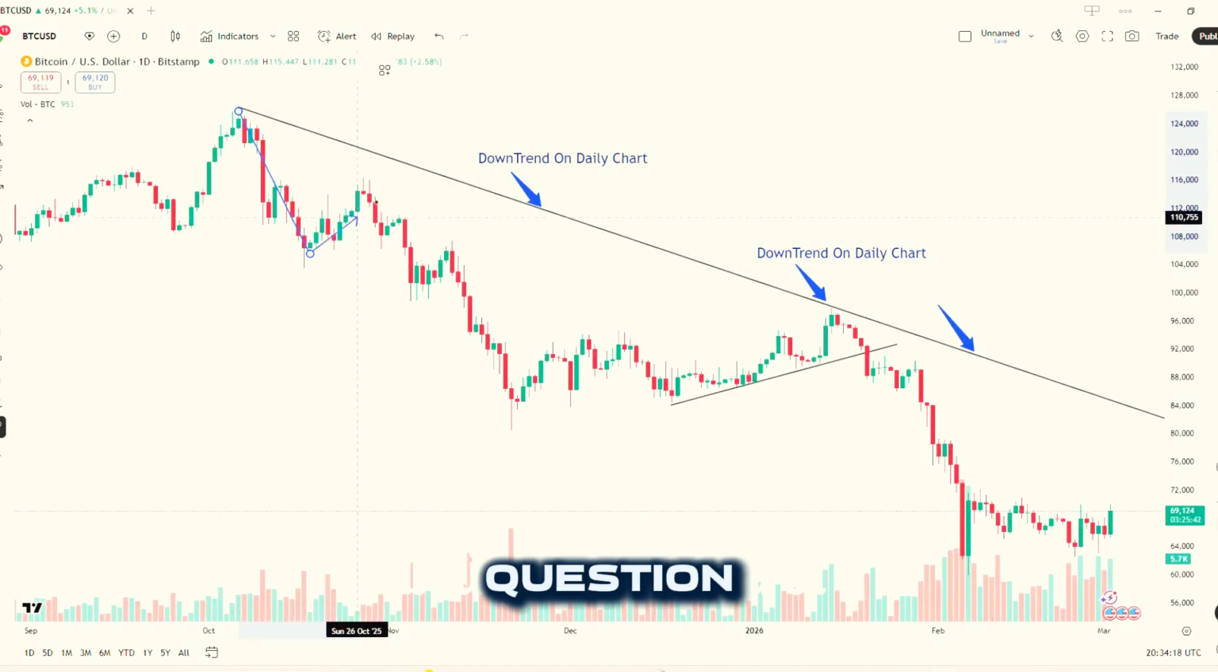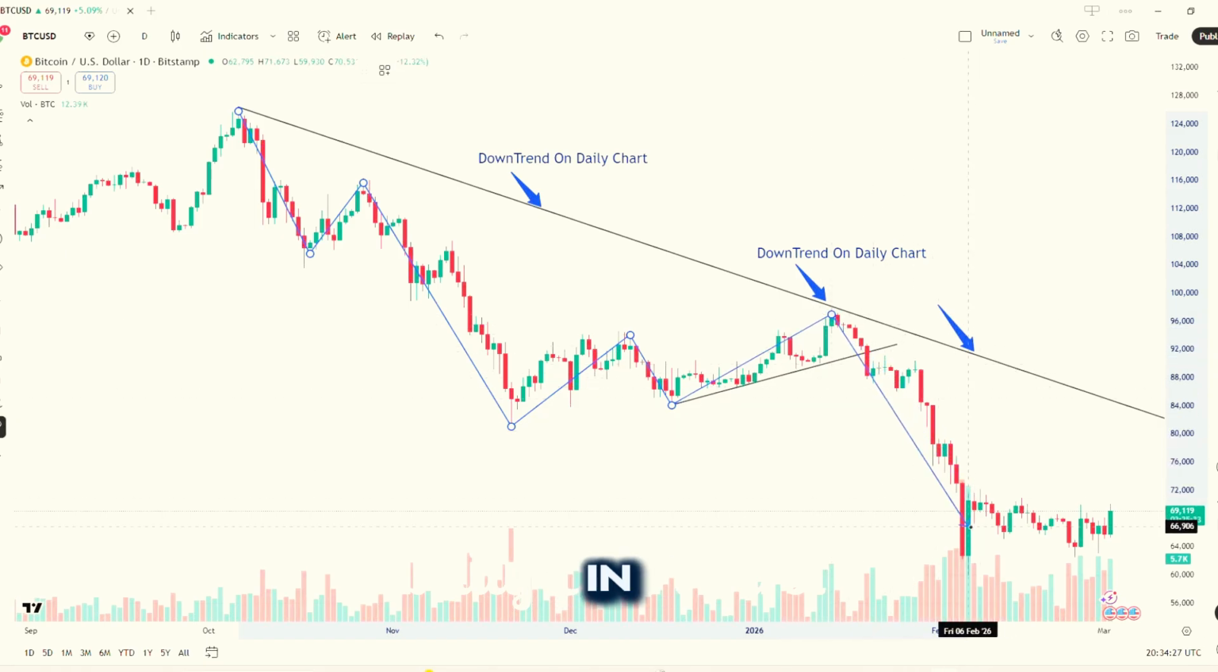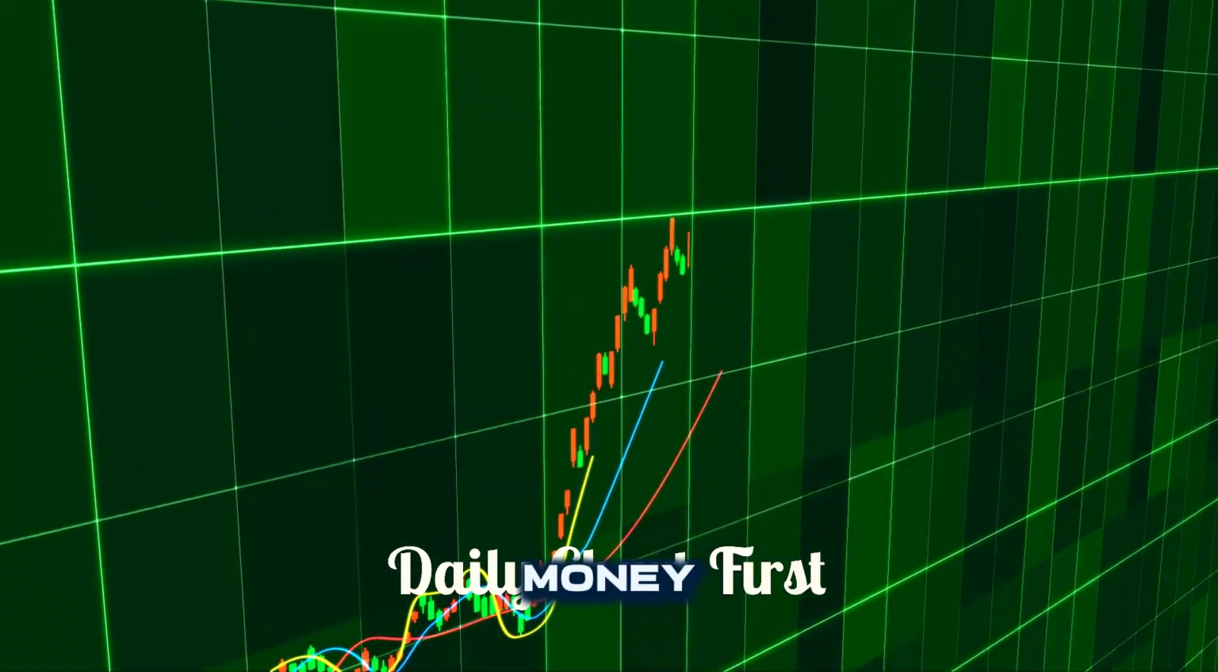Ask one simple question. Are we making higher highs and higher lows, or lower highs and lower lows? If yes, you have a trend. If not, you are in a range. And trend lines do not belong in range markets. If the market is ranging, stand aside. This alone will save most beginners money.